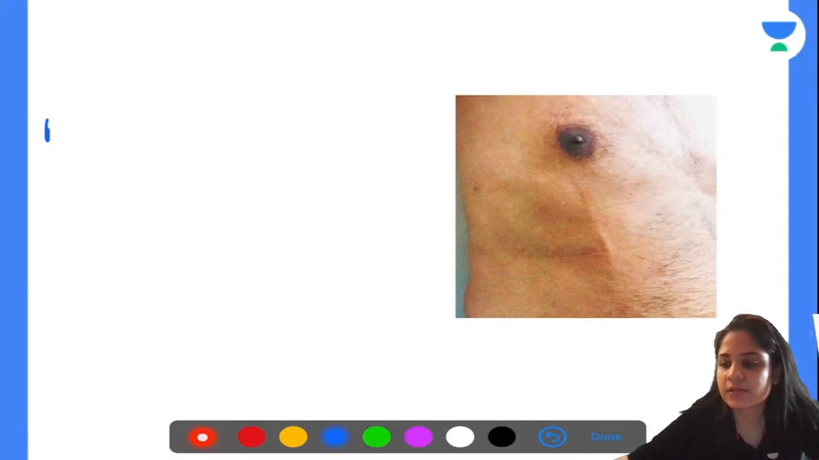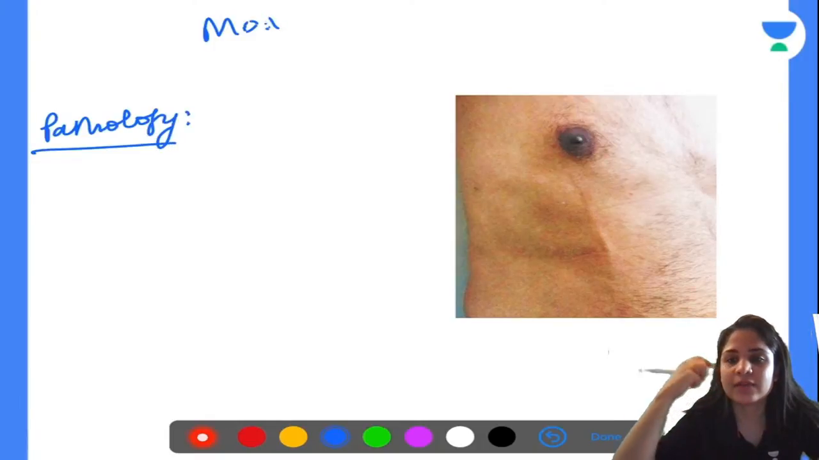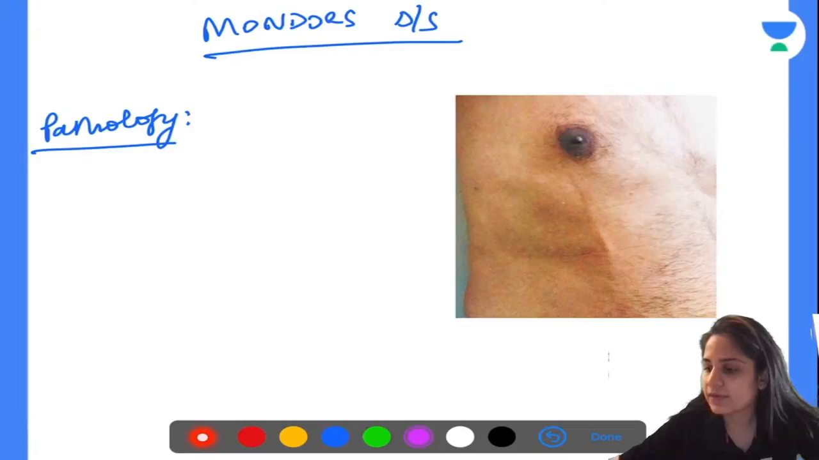Very good, Faiz. So this is nothing but Mondor's disease. Okay, this is Mondor's disease. In Mondor's disease, what do we have? We have cord-like veins. Can you see the vein over here? I'll just mark the outline of it. So you have cord-like veins over here.